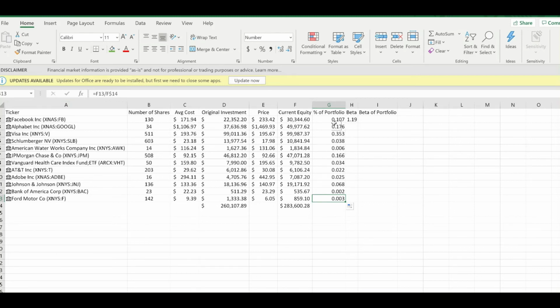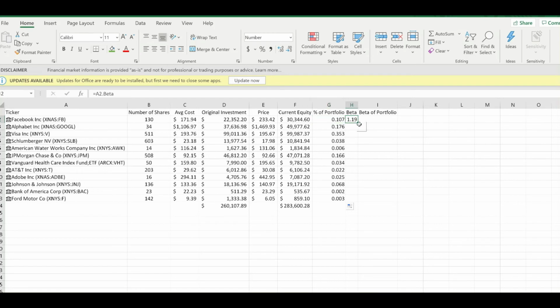So I'm not doing the times 100 part to find the percentage, because we want the number in decimals. So I have in this portfolio 10% is Facebook, 17% is Google, 35% is Visa, 0.3% is Schlumberger. Moving along, which is a big number, JP Morgan is 16%, Johnson & Johnson is 6%, Bank of America is only 0.2%.